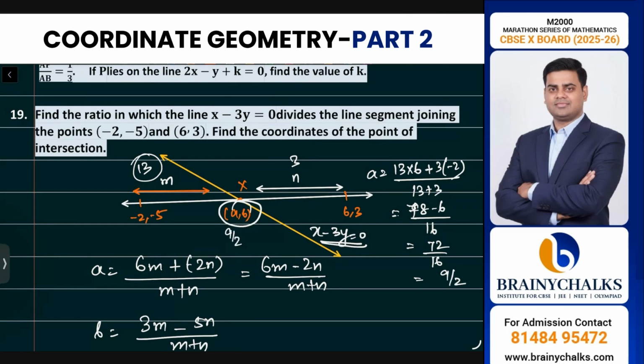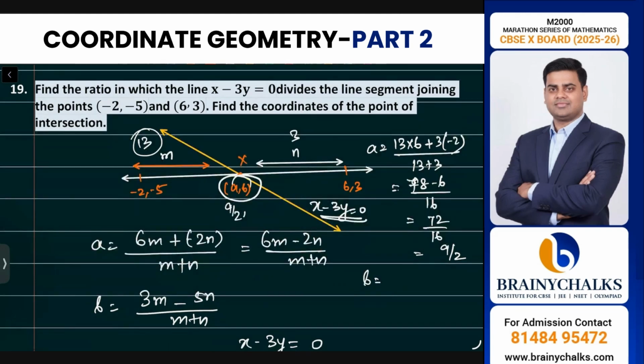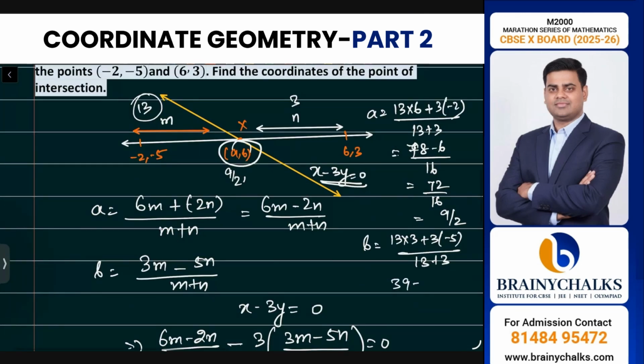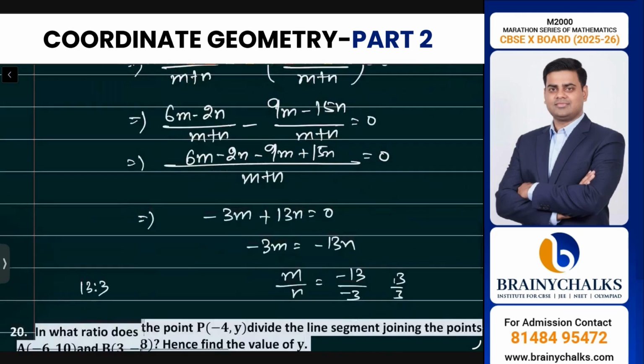So 9 by 2. What will b be? Again 13 into 3 plus 3 into minus 5 by 13 plus 3. So 39 minus 15 by 16, 24 by 16, that is 8 3s are 24, 8 2s are 16. So 3 by 2. Next, look at the question.